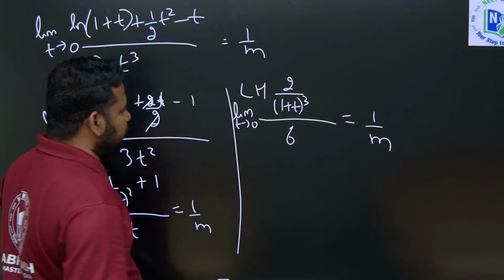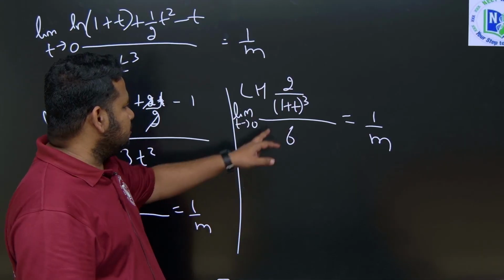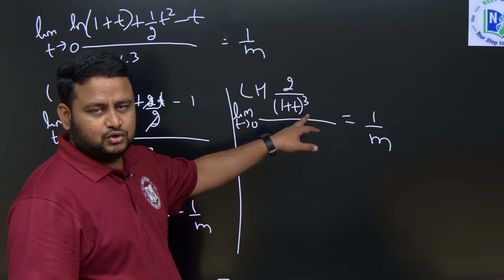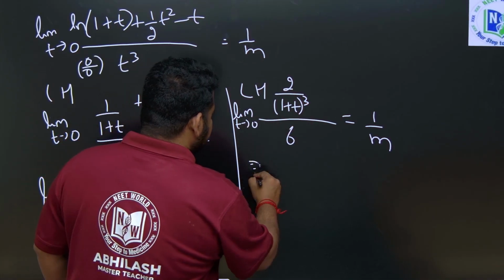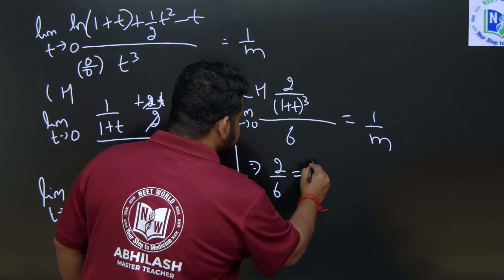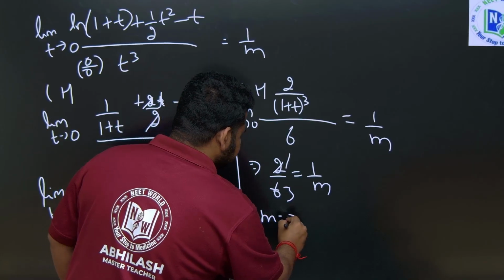If I put t is equal to 0, 2 by 1 plus 0 cube, that is nothing but 2 by 1, which is 2. So I will be left with 2 by 6 is equal to 1 by m. So 2 1s are 2, 3s are 6. So m is equal to what? m is equal to 3.